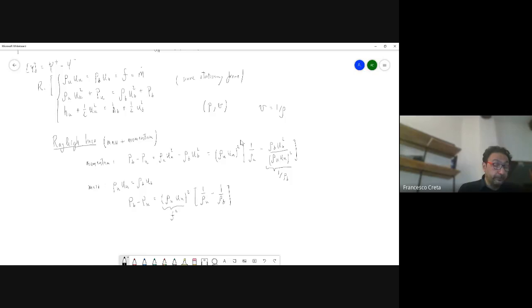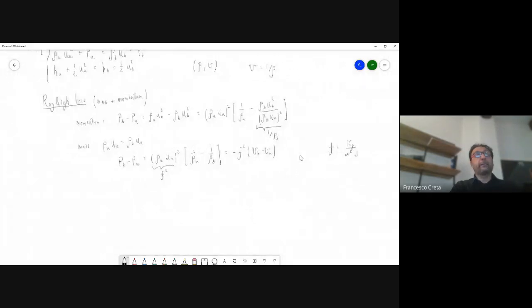So we can rewrite this as the following. We can put a minus sign, F squared, and then these densities are in fact specific volumes, so we can write down VB minus VU. And F is measured in kilograms per meter squared per second, so it's essentially a mass flow per unit area.